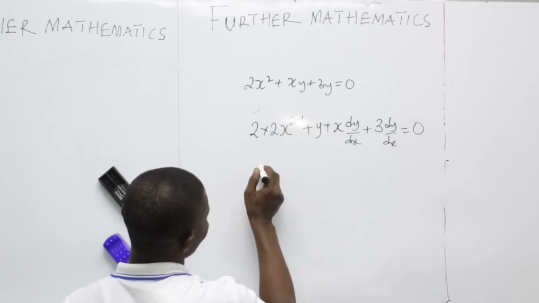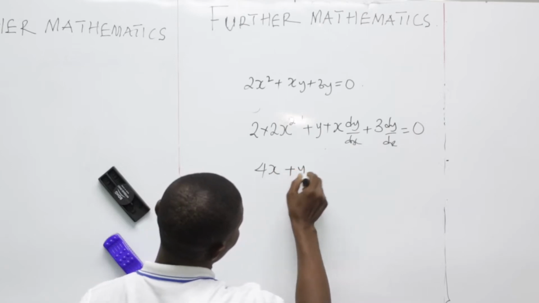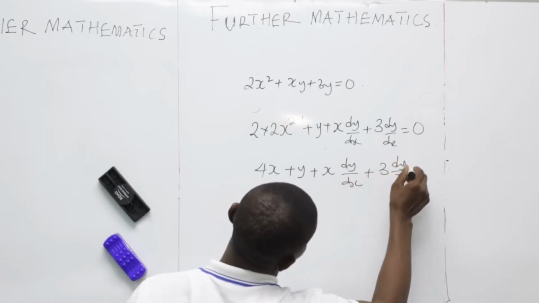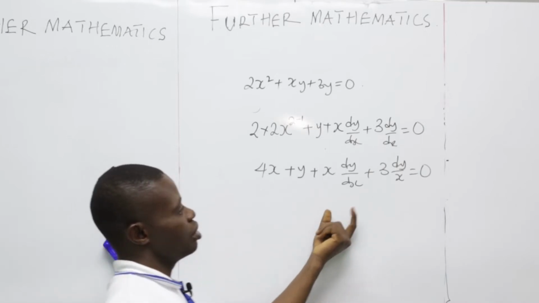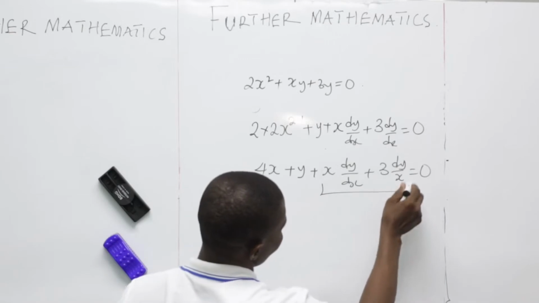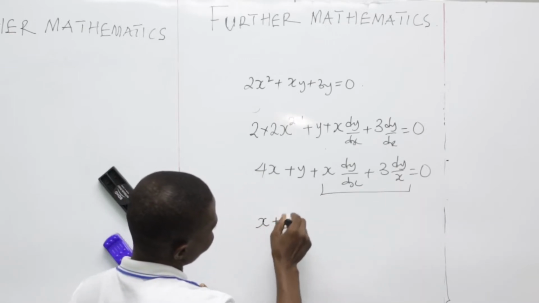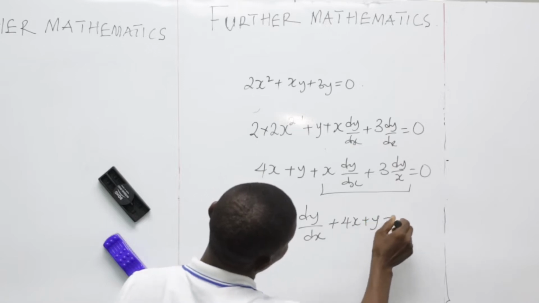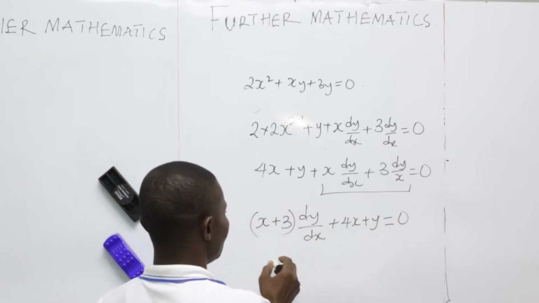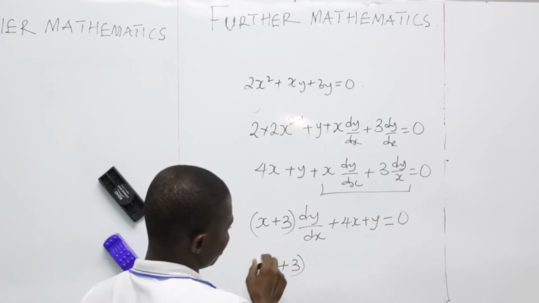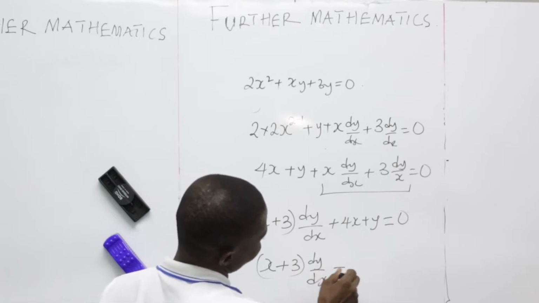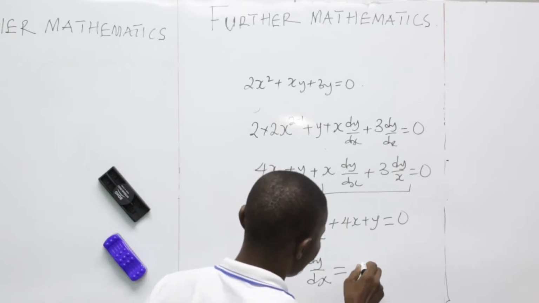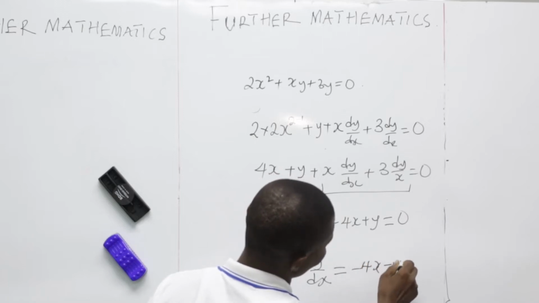So we have 4x plus y plus x dy/dx plus 3 dy/dx equals 0. Now, factor out dy/dx from here. You are going to have x plus 3 all into dy/dx plus 4x plus y equals 0. The next thing here, allow the dy/dx to be at the left-hand side while you transfer the one you differentiated without y, that is minus 4x minus y.